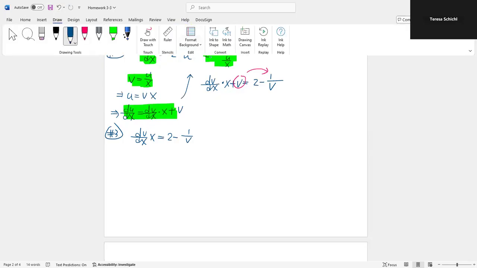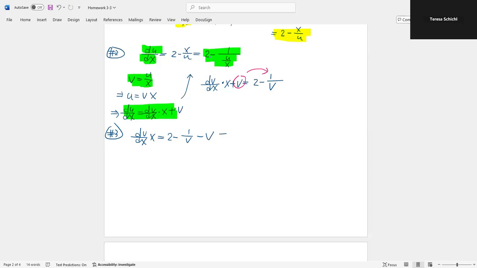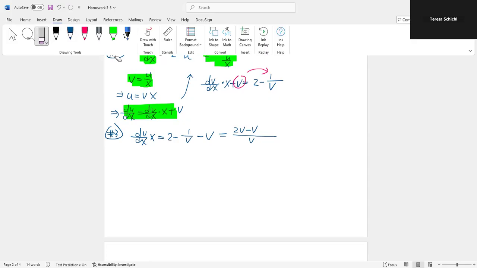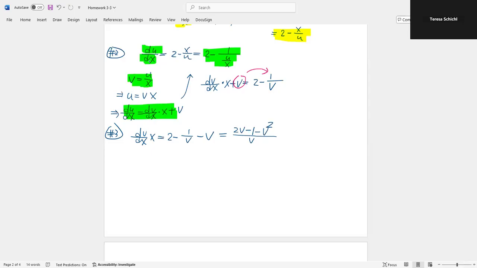So 2 minus v, minus v here. Then I can find the common denominator. So this is v, then this is 2v minus v. So 2v minus 1 minus v squared. That's right. Now I have v squared minus 2v plus 1. So I can finally change this to v minus 1 squared. So we have dv/dx times x is equal to negative v minus 1 squared over v.